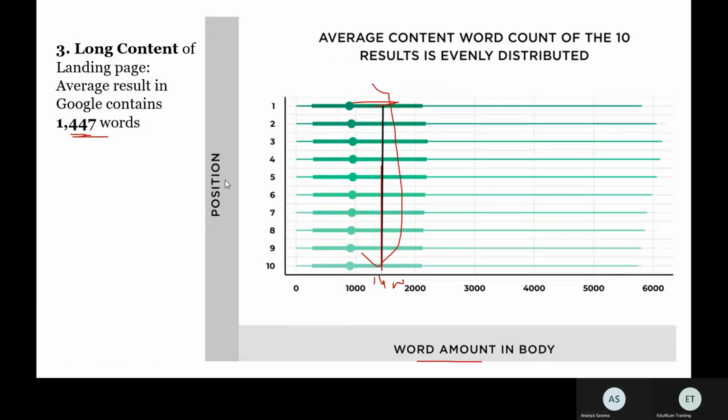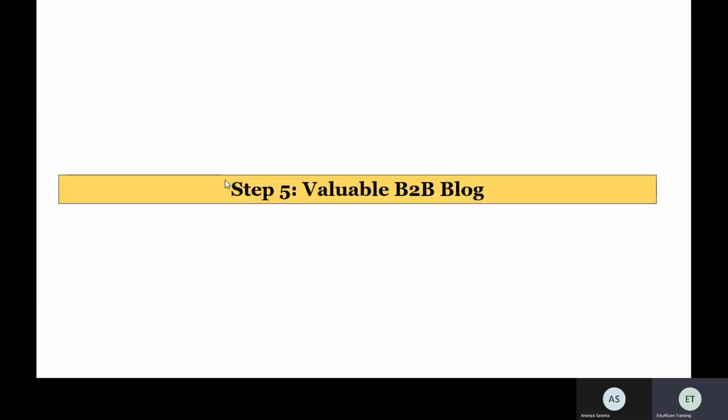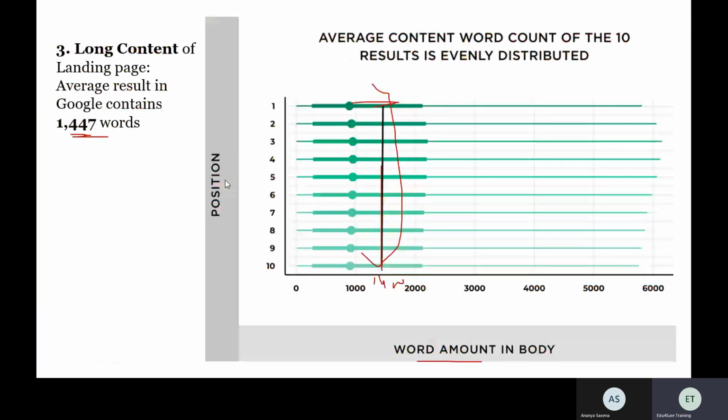Now, valuable B2B blog. So you have to write a blog which is valuable, which we already discussed, so there is nothing to repeat. 100% unique content, smart keywords. We discussed this in earlier classes as well.